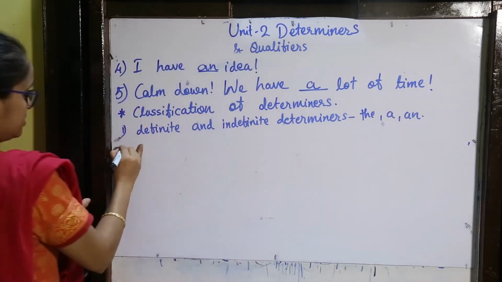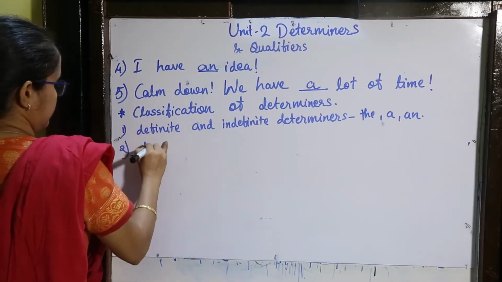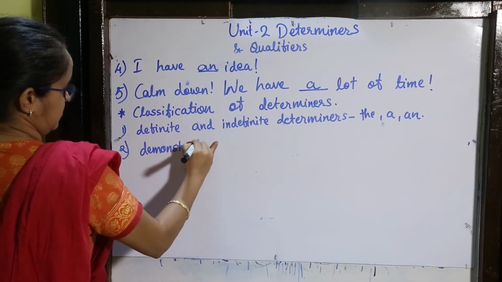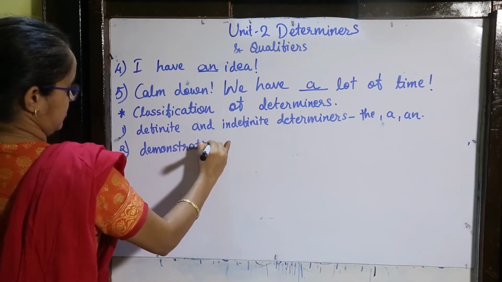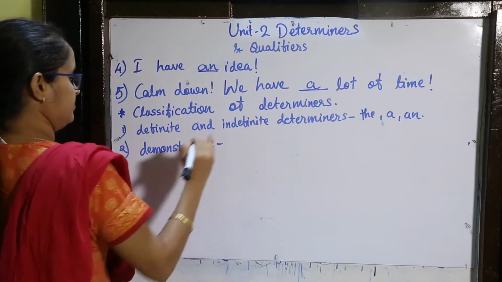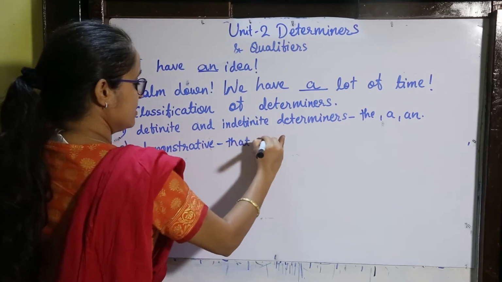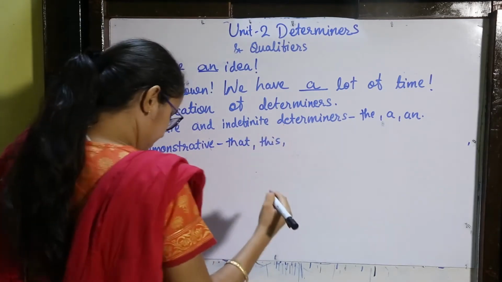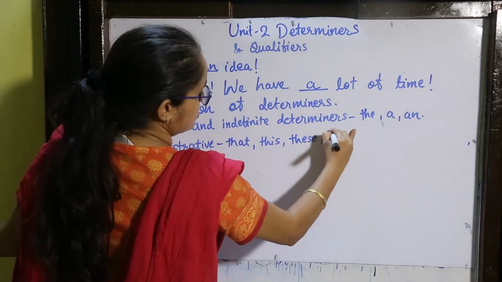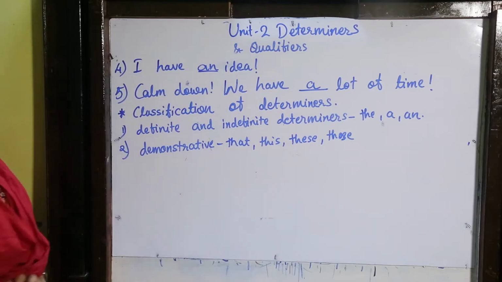Then second is demonstrative determiners. Demonstrative means this, that, these and those. These are the words which are used as demonstrative determiners.